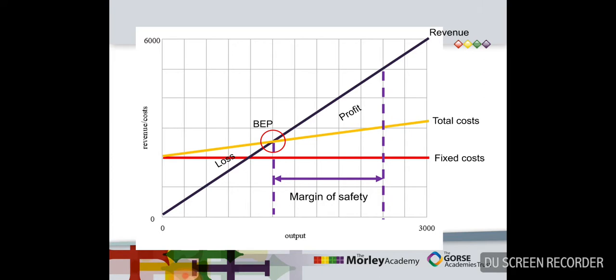Margin of safety is how many products more than the break-even point you are currently selling. So the margin of safety, and I've asked you to calculate it before in the exam, is if your break-even point, for example, is 1,000 and you're currently selling 2,000 products, then it's 2,000, how many you're selling, take away the break-even point, and that will give you your margin of safety. How many products more than the break-even point are you selling currently? That's your margin of safety.